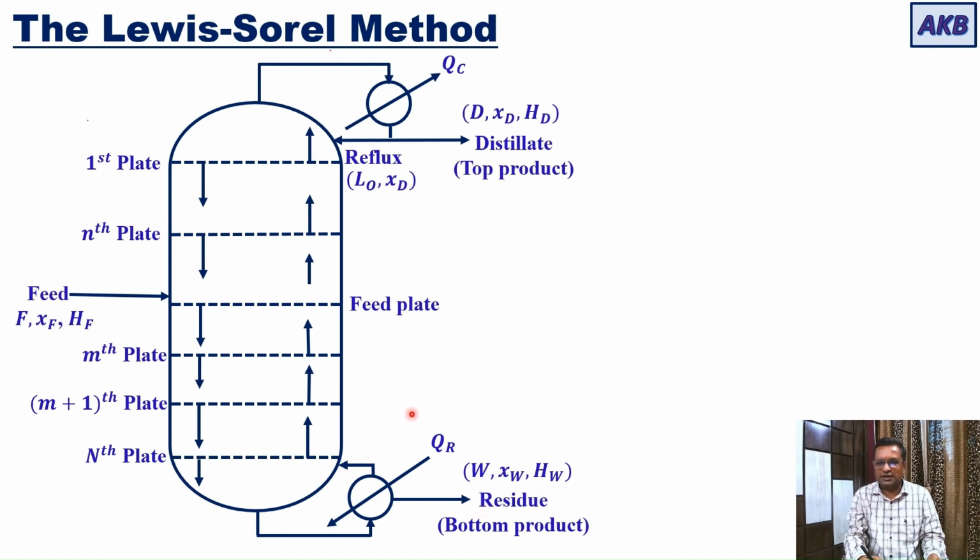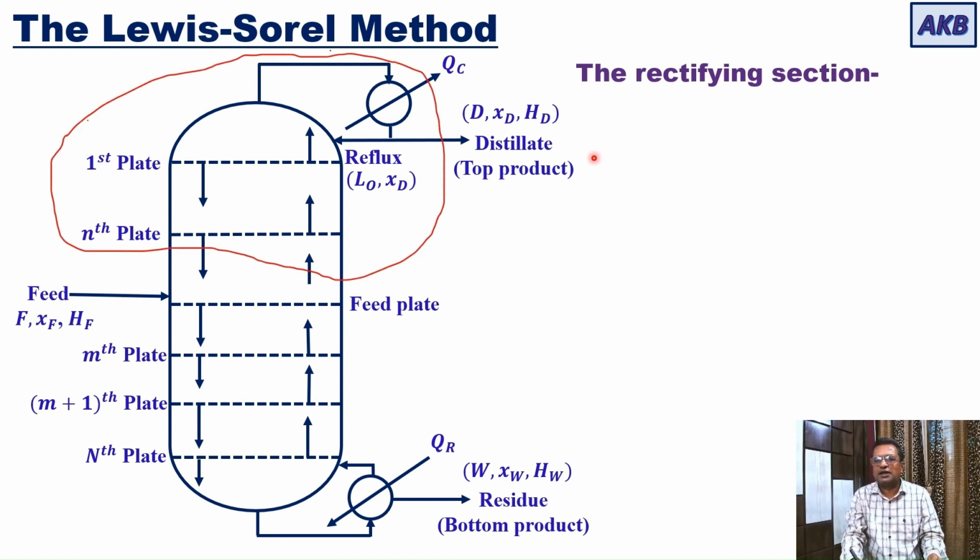So this is a typical tray column, and the schematic tells you how it operates. Now let us know about this rectifying section. You know, the rectifying section is the section of the column above the feed plate, the one that is shown with the help of this envelope.